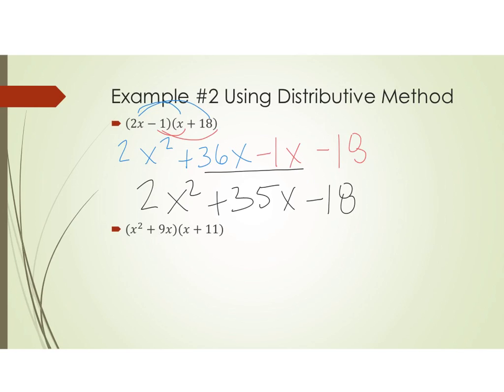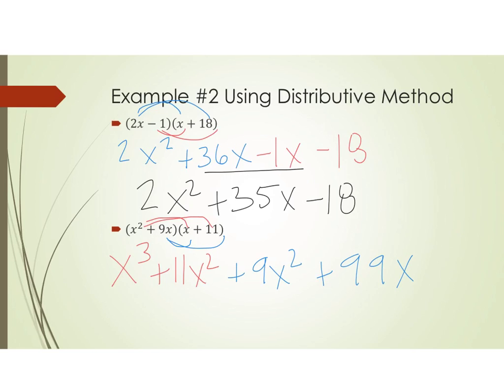Let's try another example. X squared, I'm going to distribute that to the second polynomial. X squared times x gives me x cubed. X squared times 11 gives me 11x squared. I'm going to repeat the same process, distributing the second term. 9x times x gives me 9x squared, and 9x times 11 gives me 99x. Once I have all the multiplying done, combine like terms in descending order. Highest power, x cubed. I have like terms of x squared. 11x squared plus 9x squared leaves me 20x squared. And last, 99x.